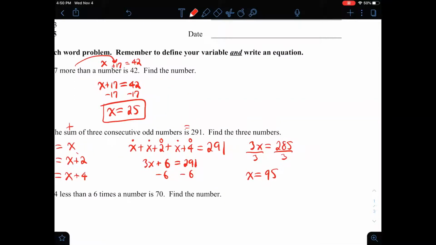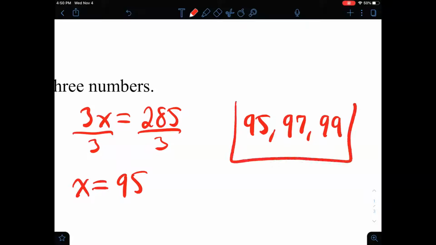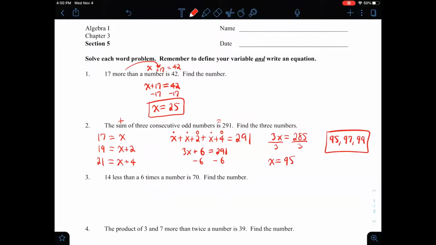Well, we're just going to count up by 2. We can actually plug it in here if you wanted to, but we can just count up by 2 and 4. So we're going to have 95. Count up by 2 is 97. And count up by 2 more is 99. And those three numbers, which is pretty crazy to be able to solve using math.